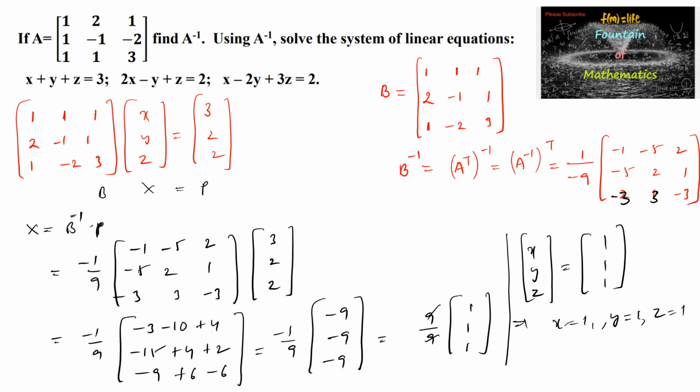So let us verify by substituting in any one of the equations. So let us substitute in the third equation: 1 minus 2 plus 3. So 1 minus 2 minus 1 plus 3 is 2, which is correct. So we can say that x is equal to 1, y is equal to 1, z is equal to 1 is the solution. So by A inverse we solved the equations.